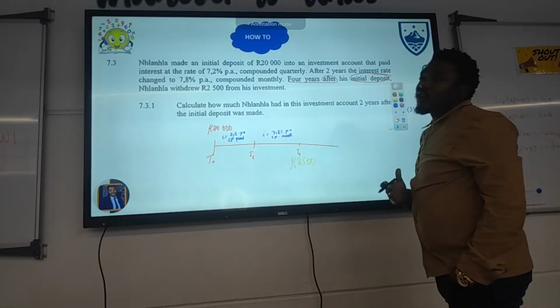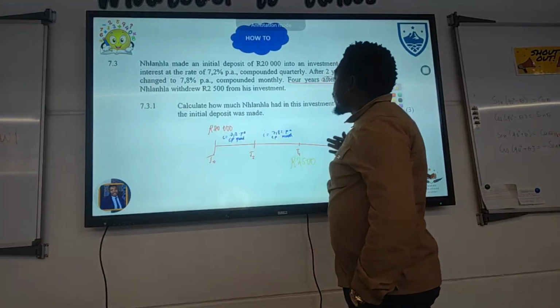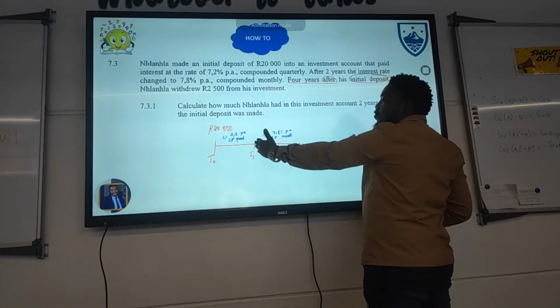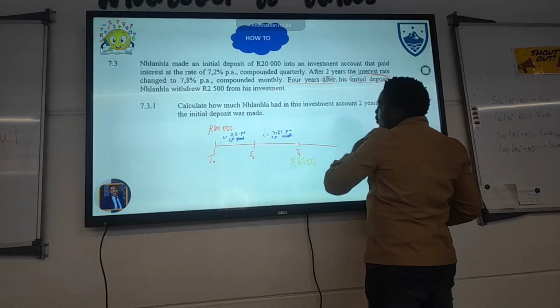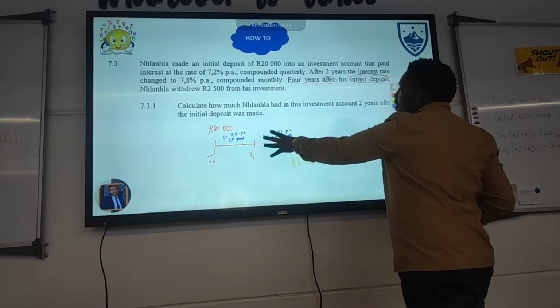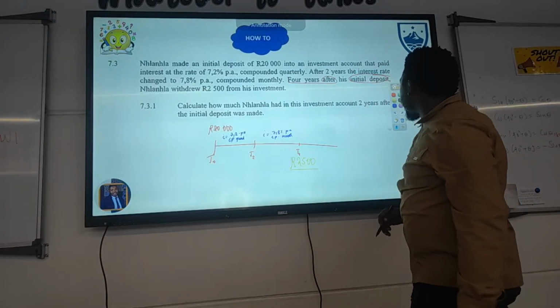I don't even know what the question is, but from the scenario, I can already have an idea of what is happening. There was a deposit, there was an interest rate that changed after 2 years, and after that, for the duration of the investment, we still had the same interest rate. So these are our two interest rates. And then we had a withdrawal after 4 years.